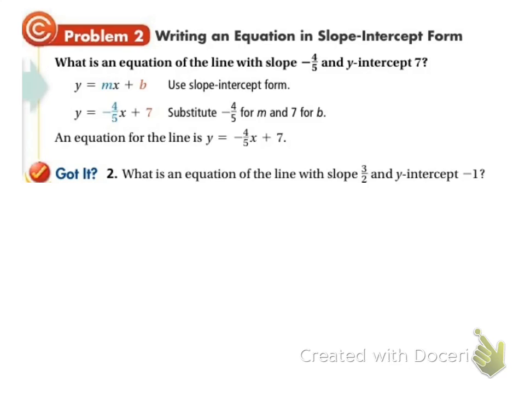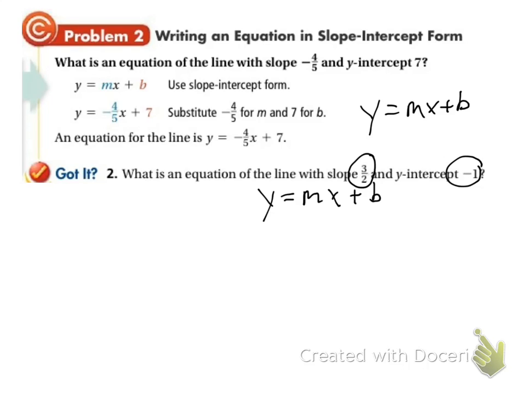And then we can also be given our slope and our intercept and write the equation. So remember, our equation is y equals mx plus b. M is our slope and b is our y-intercept. Y equals mx plus b. So my slope is 3/2 and my y-intercept is -1. So I'll plug in 3/2 for m and -1 for b. And I can simplify that a little bit because plus a negative is the same thing as subtracting. So this turns into y equals 3/2 x minus 1.